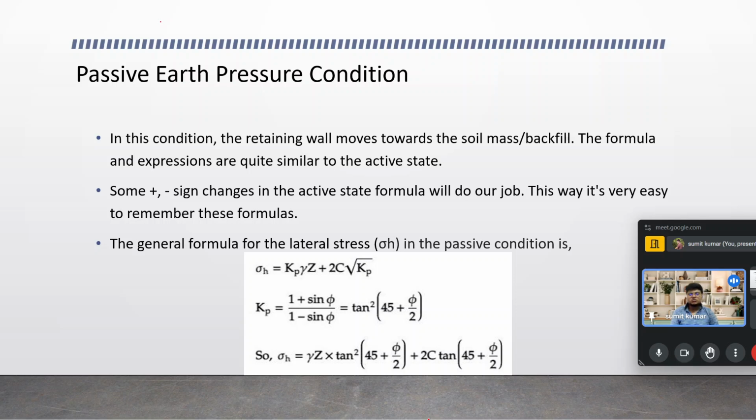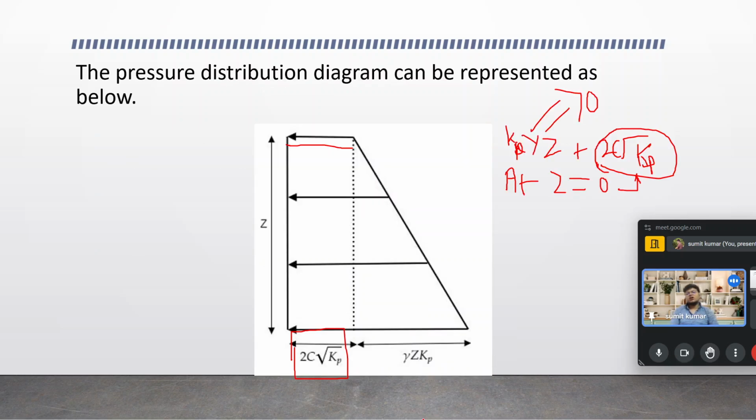So the Kp is going to be 1 plus sin phi by 1 minus sin phi, which used to be 1 minus sin phi by 1 plus sin phi for the active state condition, and sigma h is similarly going to be Kp gamma z, that is tan square 45 plus phi by 2, plus 2c tan 45 plus phi by 2, right? Now we talk about the pressure distribution diagram, and it is represented in this fashion, as you have seen earlier for that case as well.